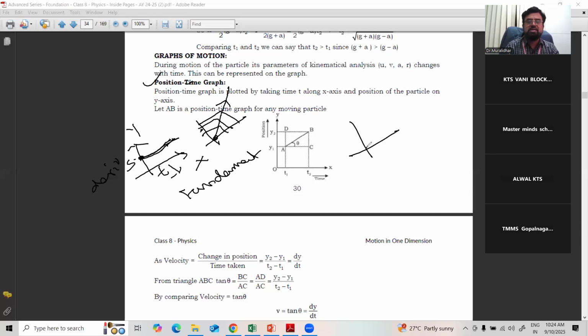Suppose a body started like this and came down. So here the body is moving with some acceleration, and again came down with an acceleration. Distance increased and decreased again. So many ways you can draw. Suppose like this.